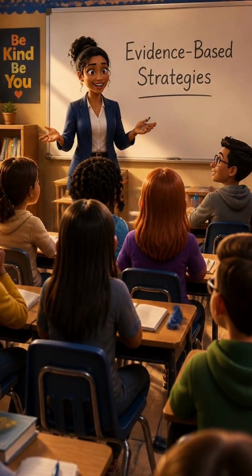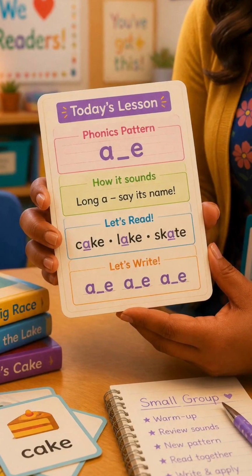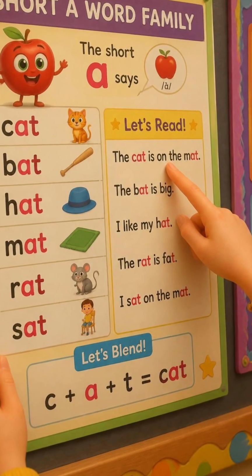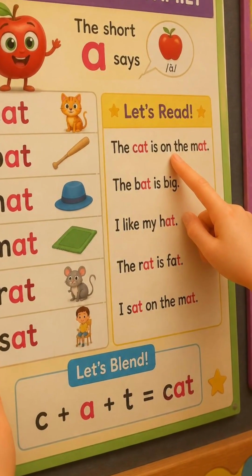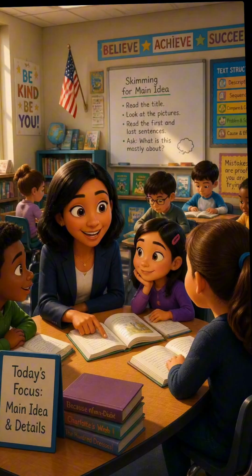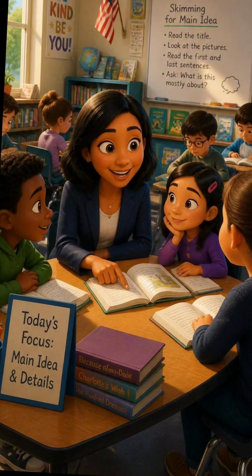Evidence-based strategies and accommodations. General education teachers play an important role in supporting students with dyslexia. The first evidence-based strategy is explicit, structured literacy. This includes directly teaching phonemic awareness, phonics, vocabulary, fluency, and comprehension in a systematic way. Structured literacy approaches have been shown to improve reading outcomes for students with dyslexia.